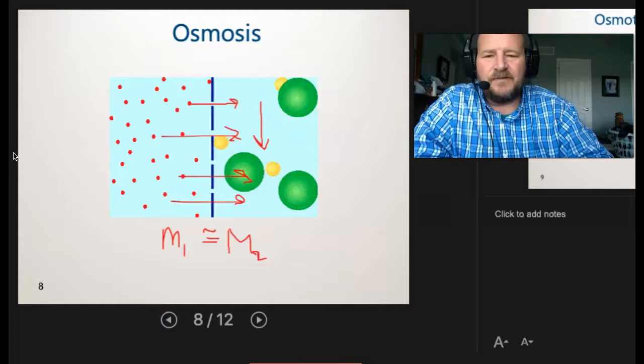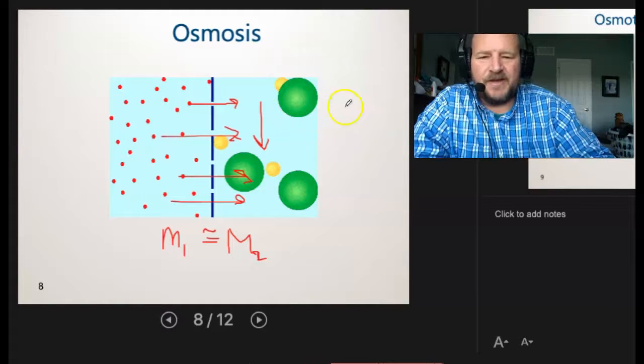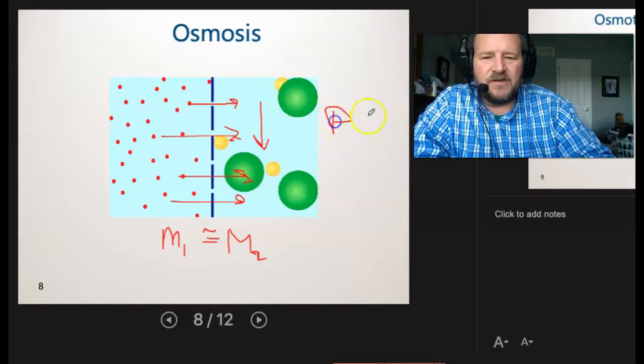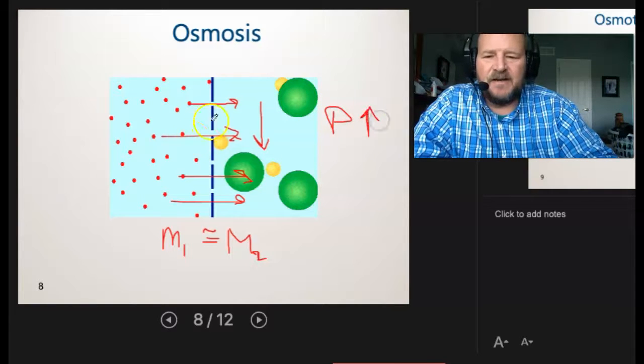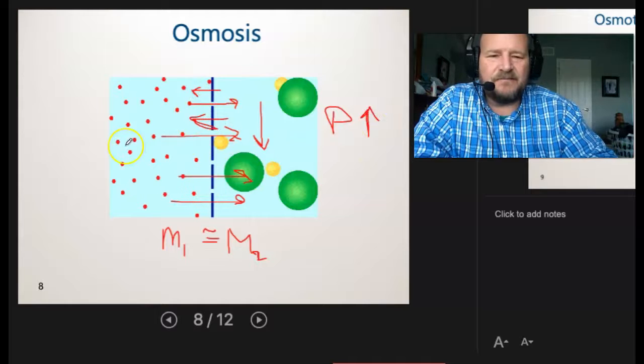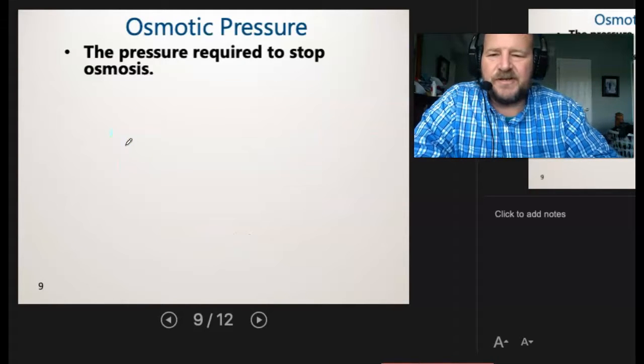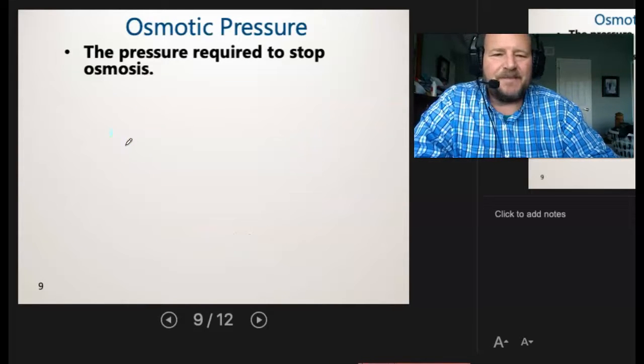So if we go back and look at this video, what I want to do then is apply pressure on this side and make sure that water stays over there. Okay, that's what osmotic pressure is. So the pressure required to stop the osmosis.